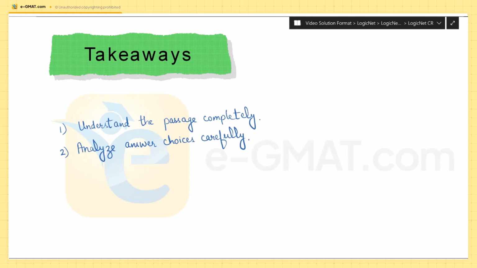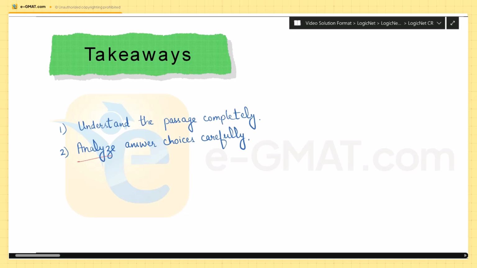So this question is a very good example to understand why understanding the passage completely is so important. You have to visualize the information that is given to you. You have to understand every factor that is given to you, which factor is relevant, which factor is not relevant. All that should be very clear in your mind before you move to the answer choice analysis.